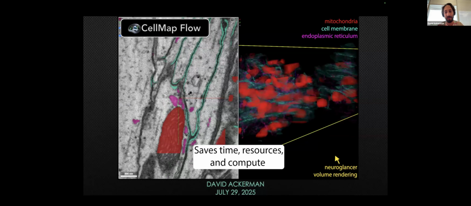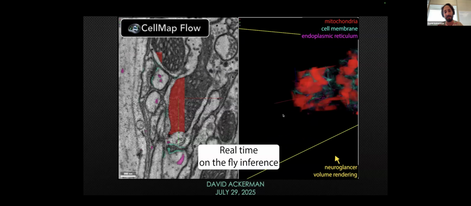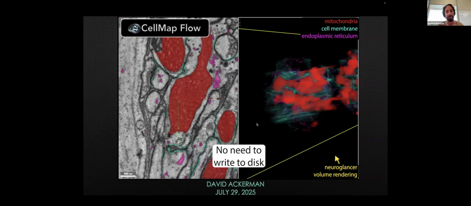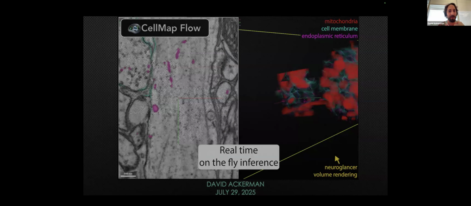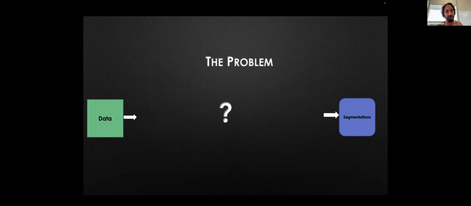The important thing to note here is that this is all being calculated on the fly. This is not loading the predictions from disk. It's taking the raw data, feeding it through a model on a GPU, and then returning the predictions back to Neuroglancer for viewing. The problem that we're trying to address with CellMap Flow is rapidly getting from raw data to segmentations. The big problem is that there are often many steps involved in practice to get from one to the other.